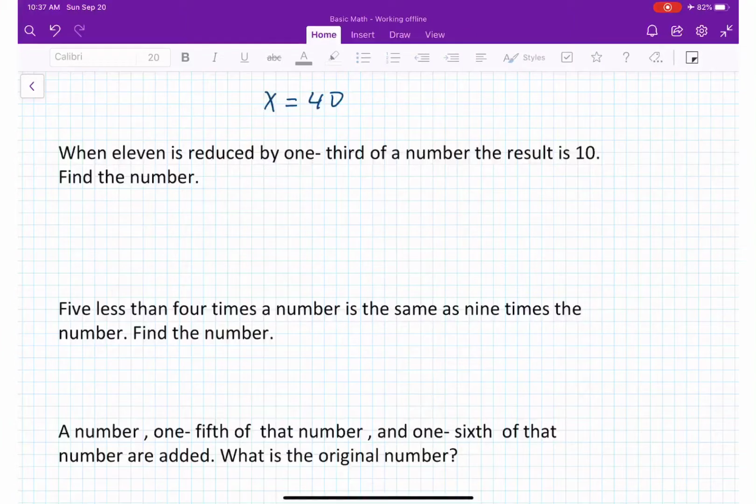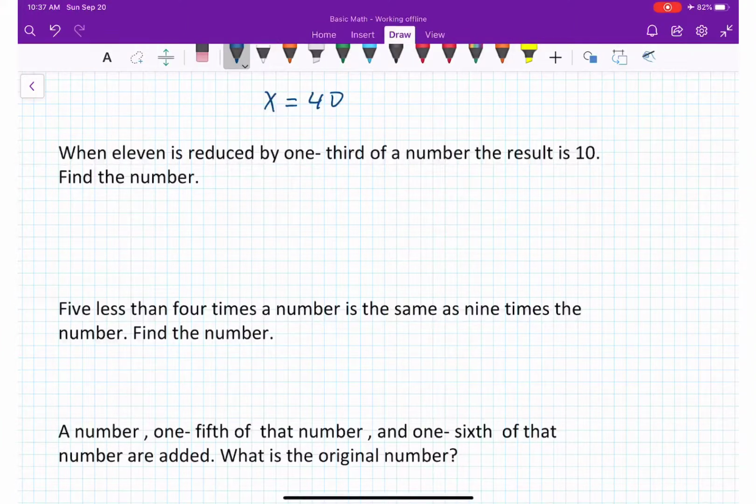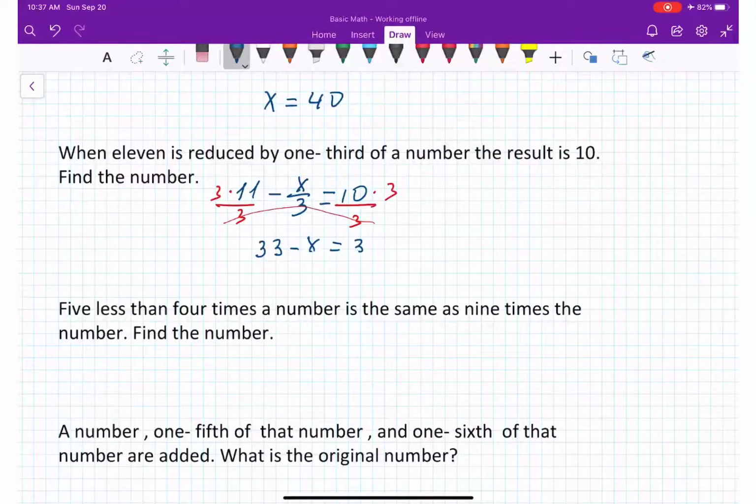11 is reduced by 1/3 of a number, or x over 3, or 1/3 of x. The result is 10. So find the number, find x. Okay, a fractional equation, which means the common denominator is 3. Here is 3, here is 3, here is 3. We drop it. We get 3 times 11 minus x equals 30.